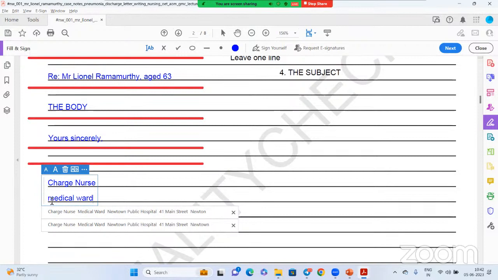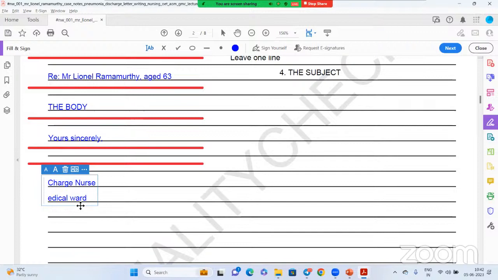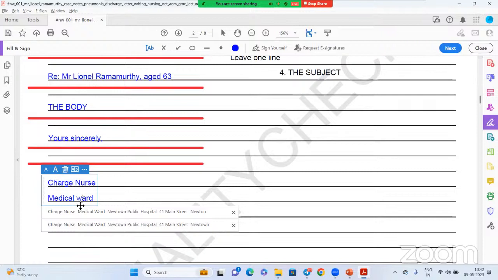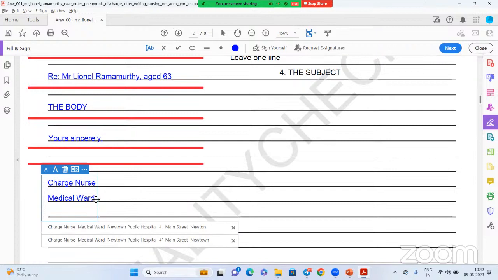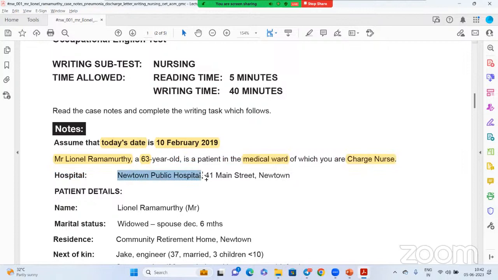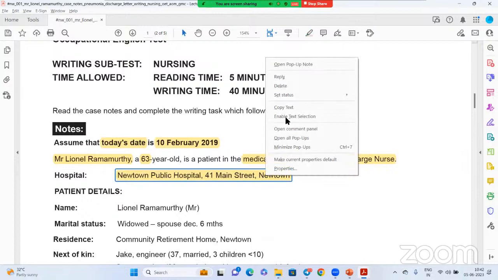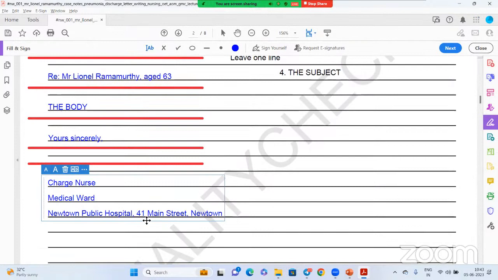Many people don't know how to write this. Okay, they lose 20 marks simply. They don't get these marks. Because you don't write, you will not get these marks. Medical ward. That is the second line. Then the third line is here. The name of the hospital is here already. Newtown Public Hospital, 41 Main Street, Newtown. This is the full address. It is there, but many people don't know. Okay. If you don't know, doesn't mean that it is right. 41 Main Street, Newtown.